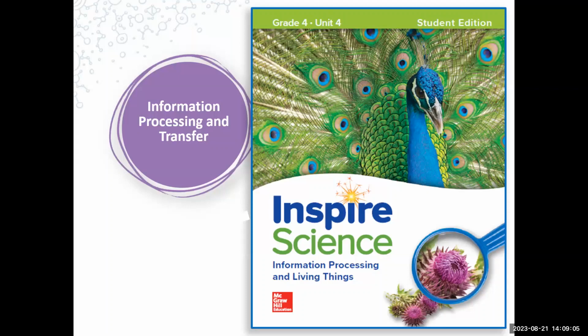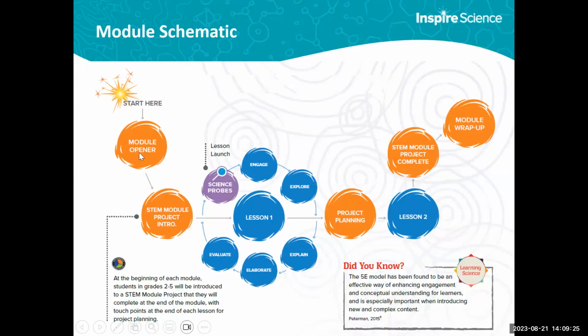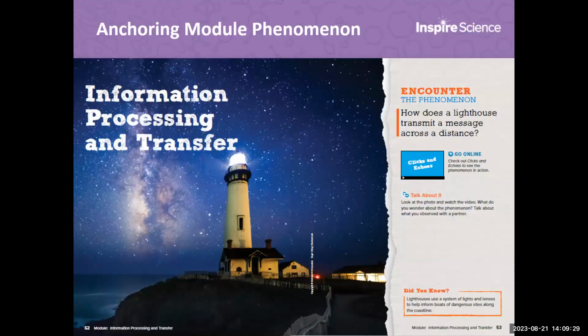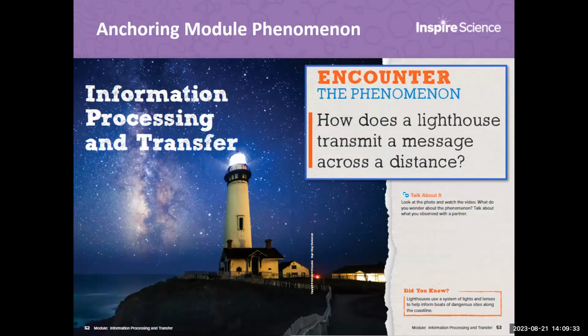And we're going to walk through a module called Information Processing and Transfer. This is all about how animals communicate and how humans communicate and perceive information. Is it possible animals and humans can communicate and perceive information in very similar ways? We start with that 2-page spread. Remember where we're at right here? Let me go back. This is where we're at right here, the module opener, a 2-page spread that looks like this. And it says, how does a lighthouse transmit a message across the distance?